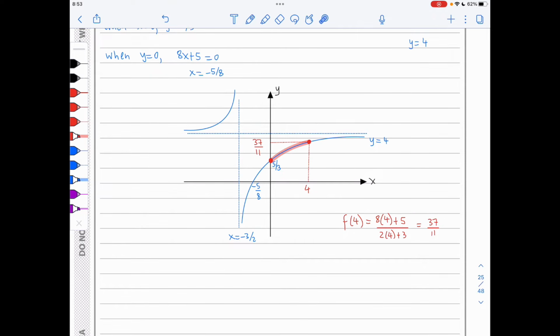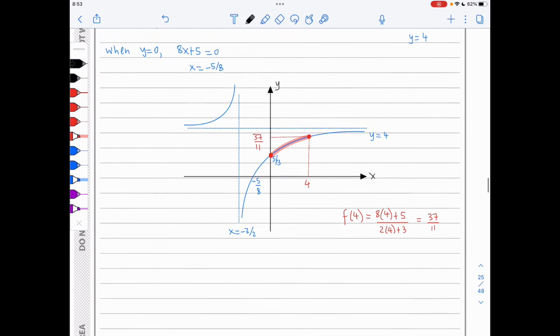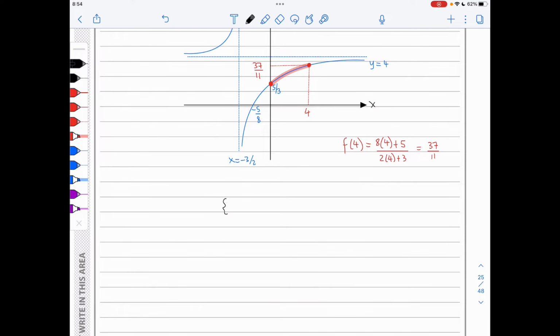So once more, with blue, it's f of x, and then for g inverse, it's between 0 and 4. So the output of g inverse will be between 0 and 4, and therefore we will be having f of g inverse attaining values between 5 over 3 and 37 over 11. So this means that the range of f of g inverse will be y belongs to the reals, 5 over 3 less than or equal to y less than or equal to 37 over 11.